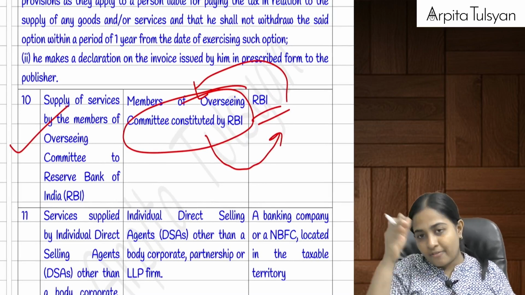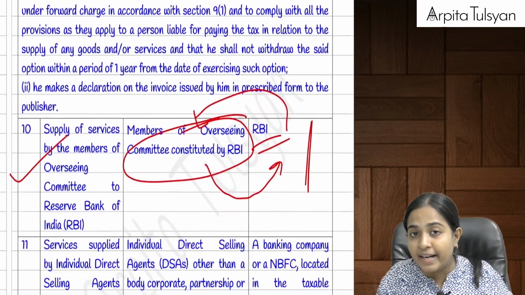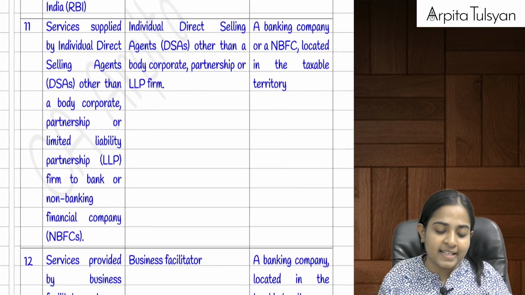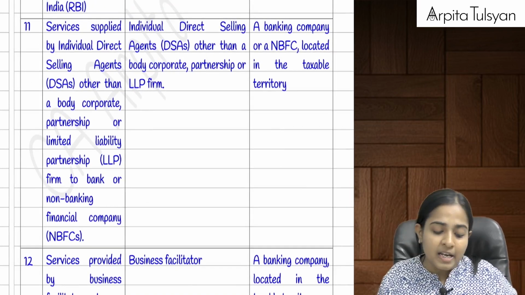Okay, all the persons written on the right hand side are actually the recipient. Since we are doing reverse charge mechanism, the responsibility to pay the tax is on the recipient here.